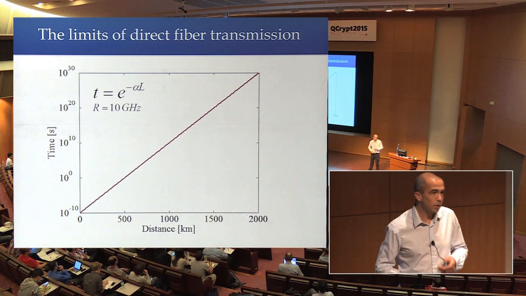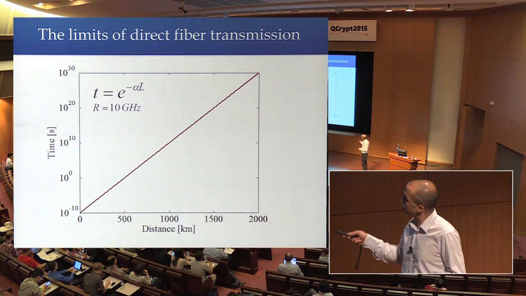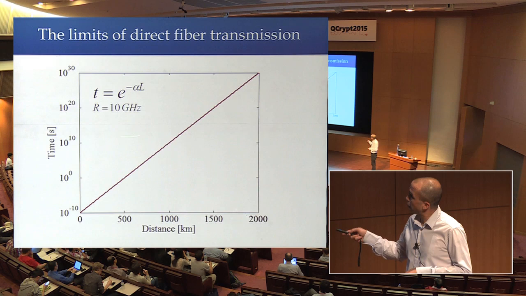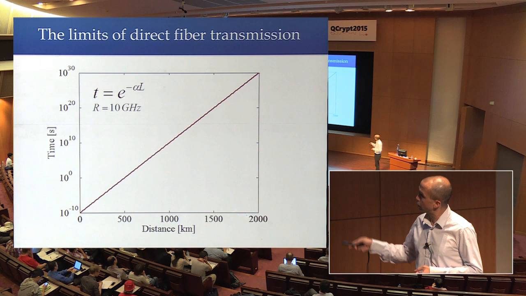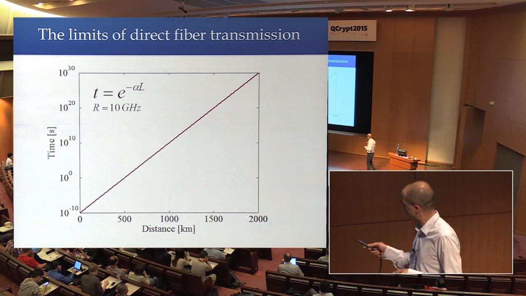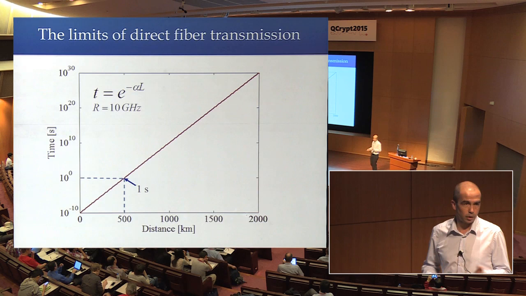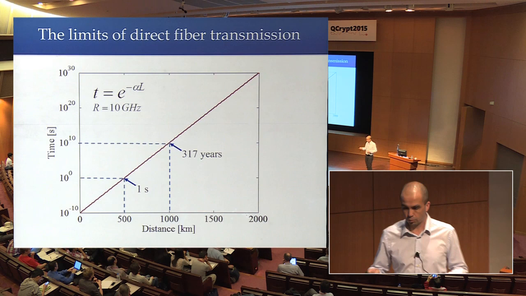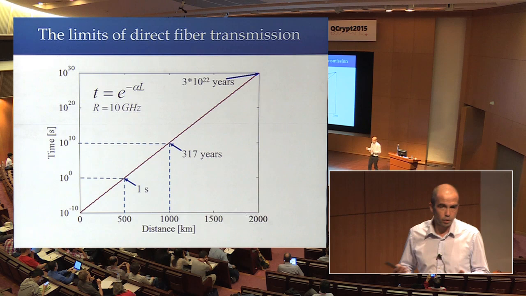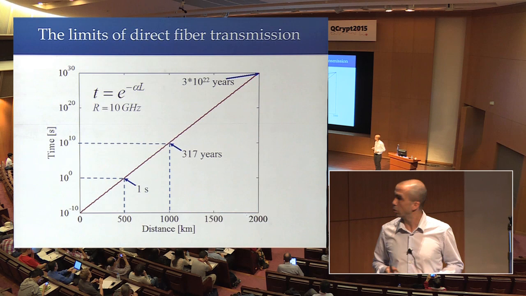So the problem is that the absorption in the optical fibers is exponential. So let's imagine that we have an optimistic case where we have a source that can generate single photons or entangled photons at a rate of 10 gigahertz. And then we are looking at the time it takes to have a click on the other side of the fiber as a function of distance. So up to 500 kilometers, I think we are still more or less okay. It takes something like 1 second. It's still more or less doable at human scale. If you just now double the distance, it takes already quite a bit more time, something like 300 years, which is already not so practical. But if you then go to 2,000 kilometers, you get to something which is very close to the age of the universe. So obviously, it's not a very scalable solution to really just try to go on this path.